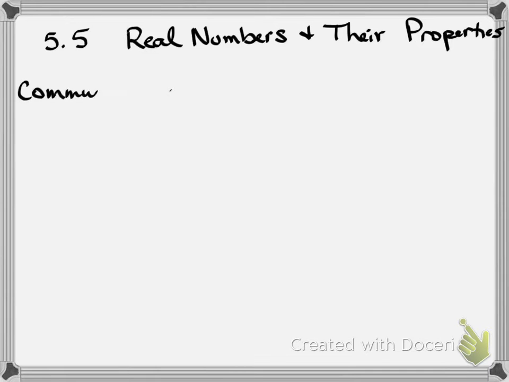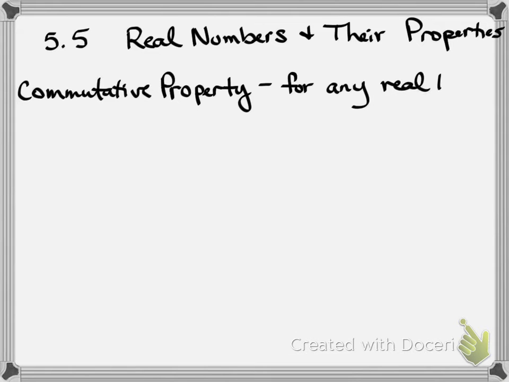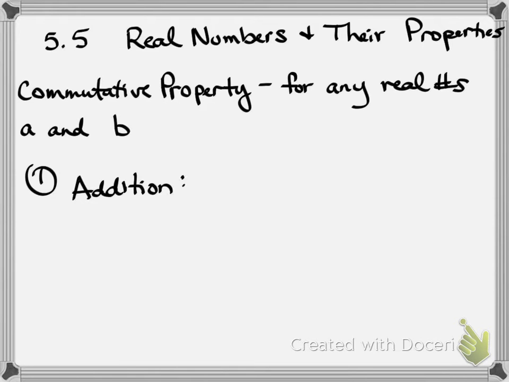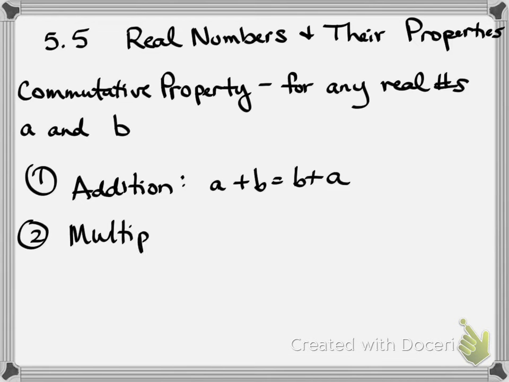We have 2 forms of the commutative property. These are properties that are closed, so they're true for all real numbers, for any real numbers A and B. The commutative property of addition says A plus B is equal to B plus A. And the commutative property of multiplication says A times B is equal to B times A.